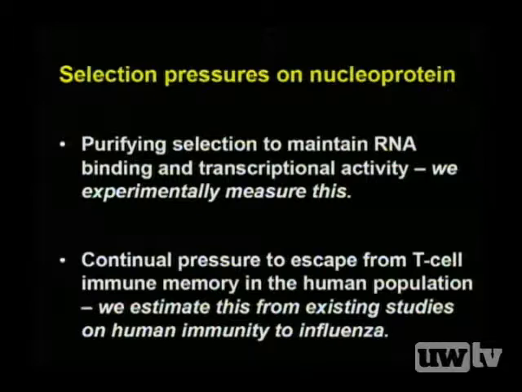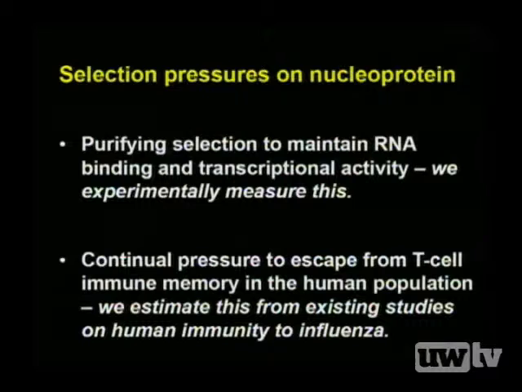So to take one more step back to think about the nucleoprotein, we think this protein is doing two things during the natural evolution of the virus. One of these things is it's under very strong selection to maintain its essential role in viral RNA transcription. That's what I just described to you, and that's something we can measure in the lab. We also think that this protein is under continual pressure to escape from the immunity that builds up in the human population. And in the case of the nucleoprotein, since it's an internal protein of the virus, we believe that the strongest form of immune pressure is cellular immunity, particularly CD8 T cells, which target this protein.